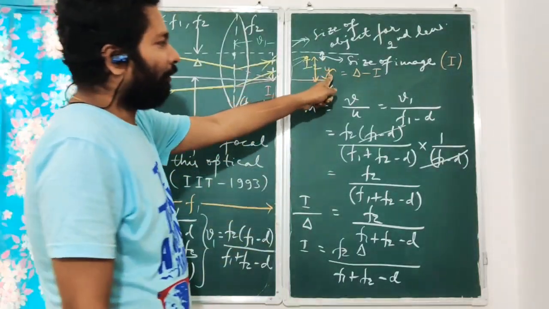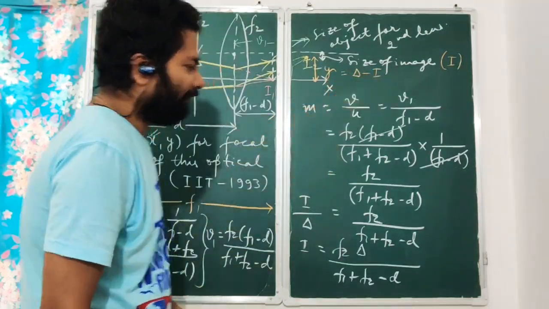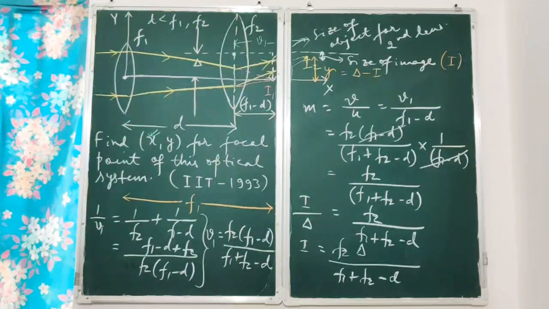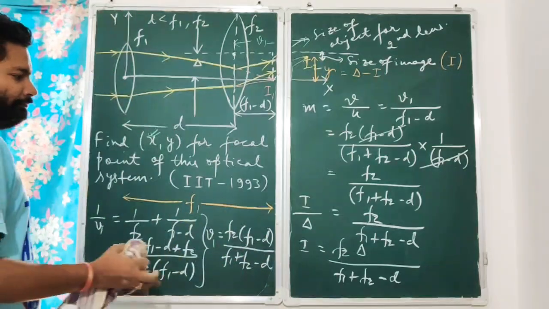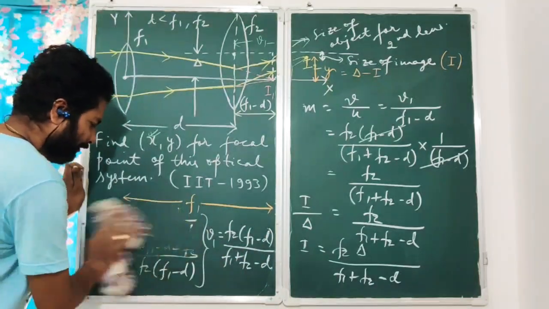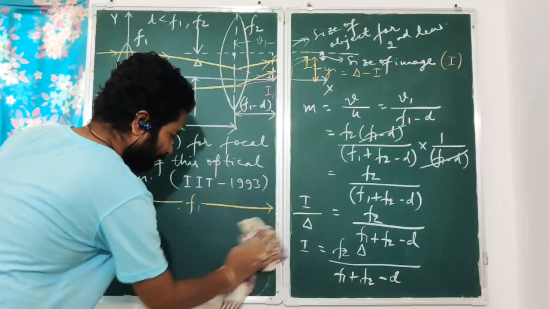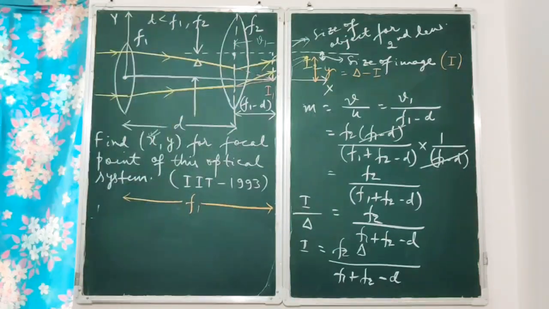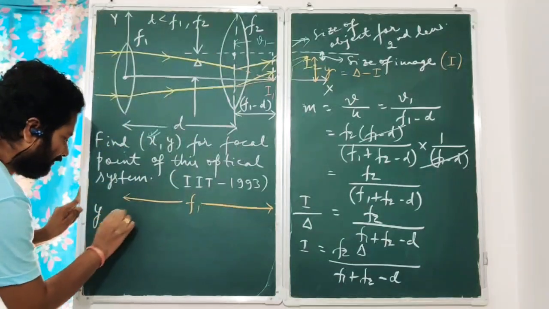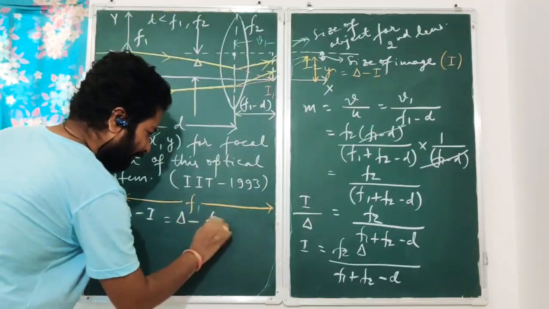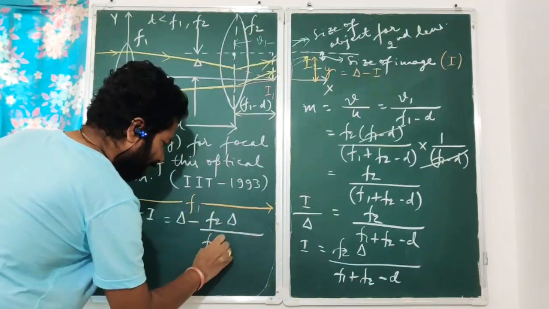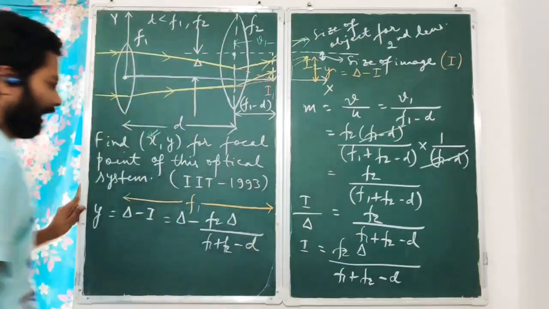So now what will be the y coordinate? It will be delta minus I. So we have to find that out. For that we'll erase this part, because this part's work is done. So we can write our y coordinate as delta minus I. So it will be delta minus F2 delta by (F1 plus F2 minus D).